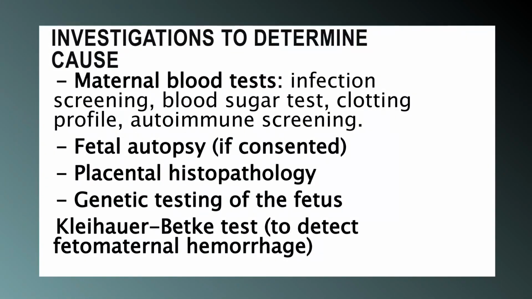After the delivery of the baby, it is very important to identify the exact cause of intrauterine death, which can be done with the help of maternal blood tests, which include infection screening, blood sugar test, clotting profile, autoimmune screening, etc. We can also go for fetal autopsy, placental histopathology, and genetic testing of the fetus. At last, we can go for the Kleihauer-Betke test in order to detect feto-maternal hemorrhage. With all these investigations, we can identify the exact cause of intrauterine death.